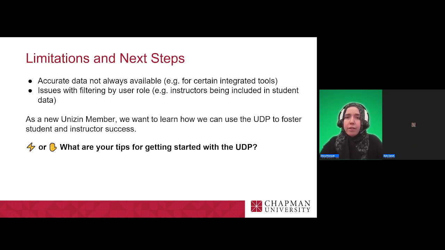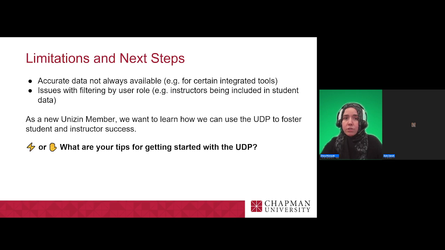So the example of Respondus LockDown Browser, that's something that instructors have to enable in their Canvas course navigation menu. And then whenever they want to require Respondus LockDown Browser for a Canvas quiz, they have to click on that link in the navigation menu. So for that example, we felt that the data was relatively accurate in capturing instructors who were using Respondus LockDown Browser. But as we know, not all tools are alike. They're very different. The integrations are very different. And so sometimes we found that accurate, meaningful data is not available for certain integrated tools.